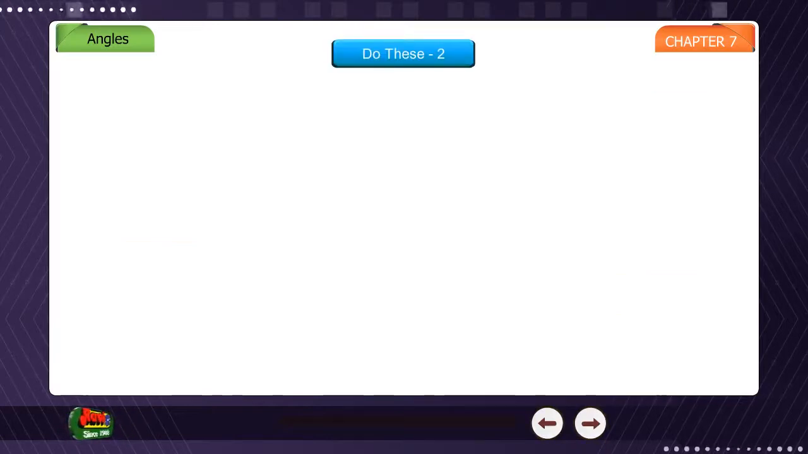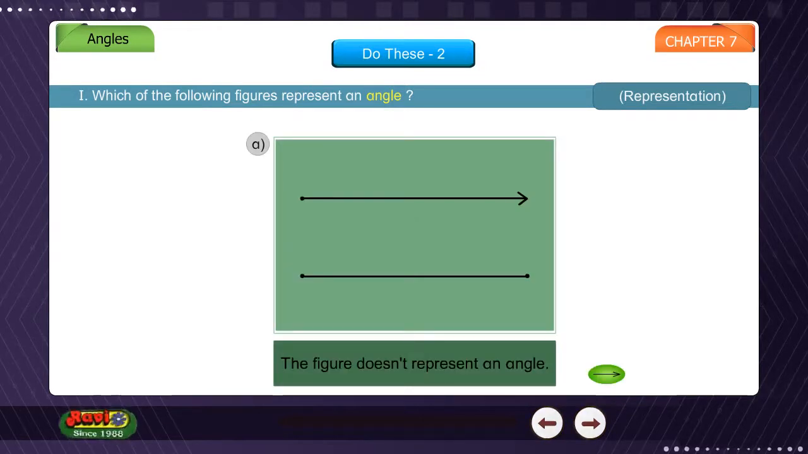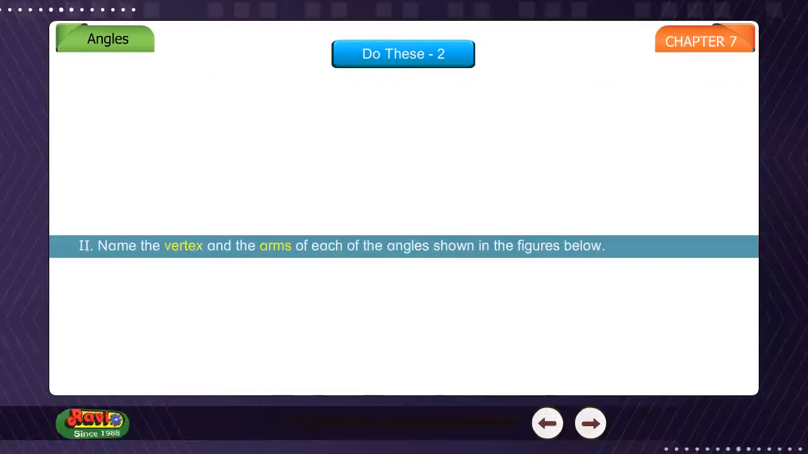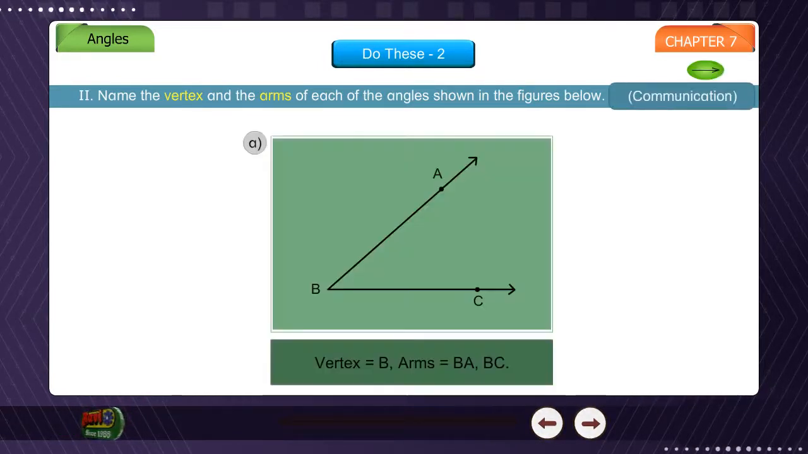Do these. One. Which of the following figures represents an angle? Representation. Two. Name the vertex and the arms of each of the angles shown in the figures below. Communication.